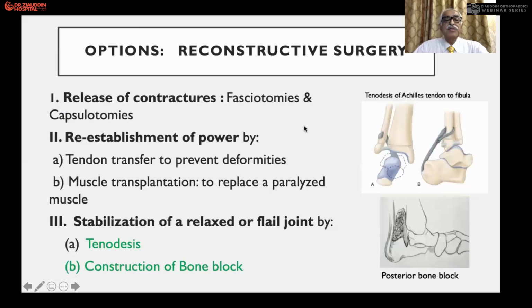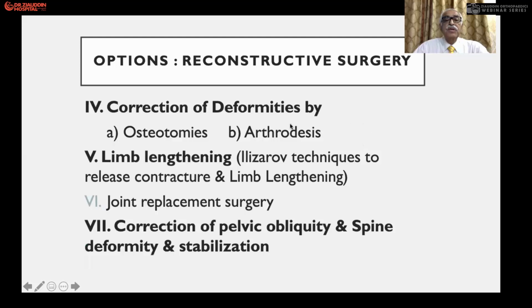We have also discussed in lecture 2 the reconstructive surgery principles, which may include, in the early stage, fasciotomy and capsulotomies, then re-establishment of power with tendon transfers to prevent deformities, and muscle transposition to replace muscle power. If the joints are flail, weak and subluxated, we can do tenodesis, and construction of a bone block in foot drop. Deformities should be corrected before embarking on tendon or muscle transfer, which can be done by osteotomies and arthrodesis.